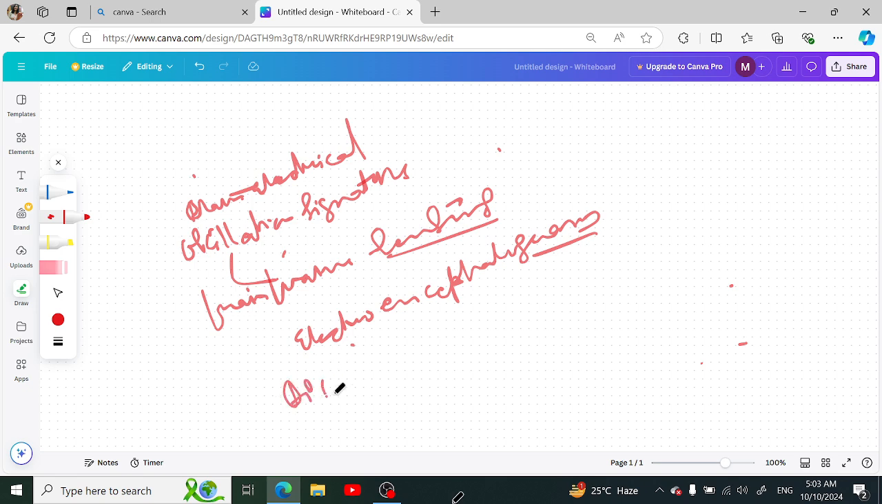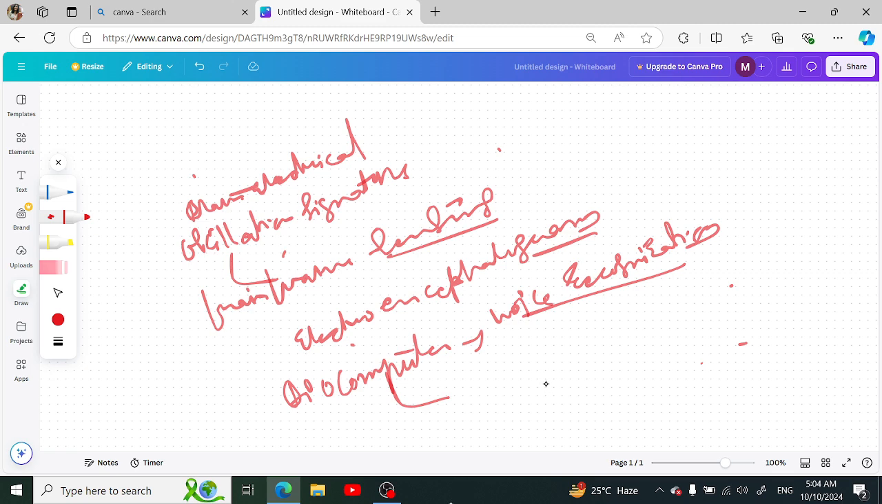Biocomputer. What is a biocomputer? A biocomputer can complete tasks such as voice recognition, so it will be useful in voice recognition, and organoid intelligence.